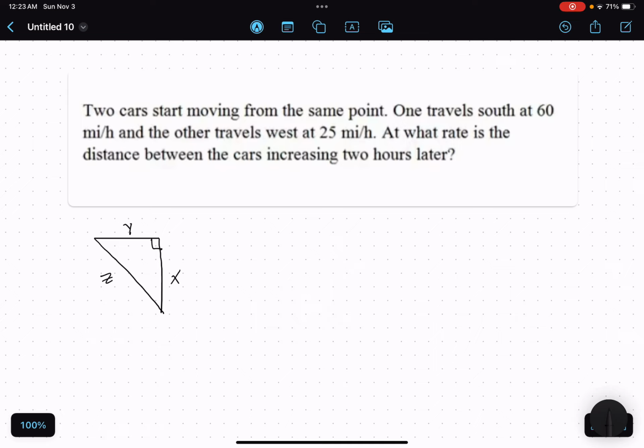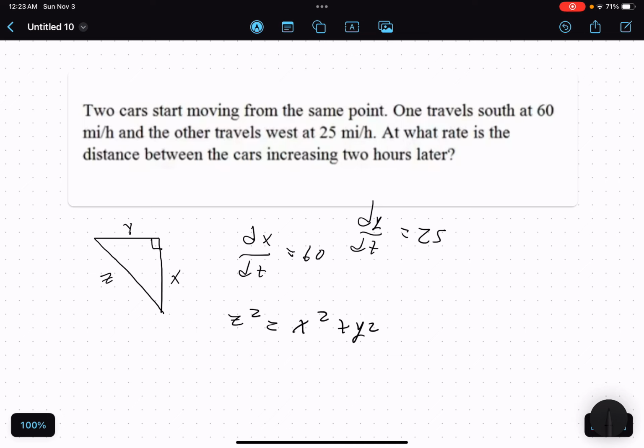Okay, so if we have one traveling south at 60 miles an hour, then we can represent it with dx over dt equals 60. And for the one traveling west, we can represent it as dy over dt equals 25. We'll use the equation z squared equals x squared plus y squared because this is a right triangle. And basically we're just going to find the derivative of them first.